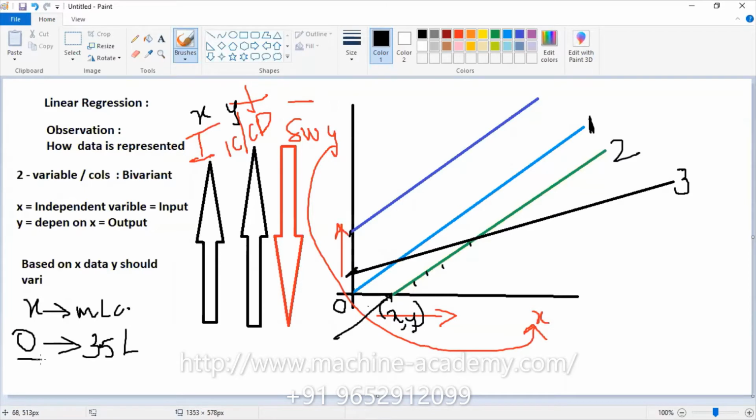Now with zero years of experience, he is getting something. If we consider this as experience on the x-axis and salary on the y-axis, then with zero years of experience, the x value is 0 years. What is the y value? It is starting from here. Did you get it? The point is starting from 3.5.